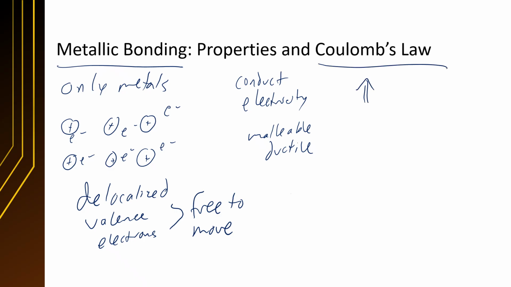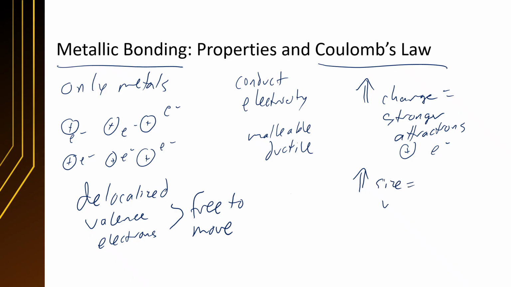So the larger the charge, the stronger the attractions between the metals and the electrons. Also, the larger the size, because they would be further apart, that would lead to weaker attractions between the positive ions and the electrons. So Coulomb's law still applies to metals, as it does with ionic bonding.